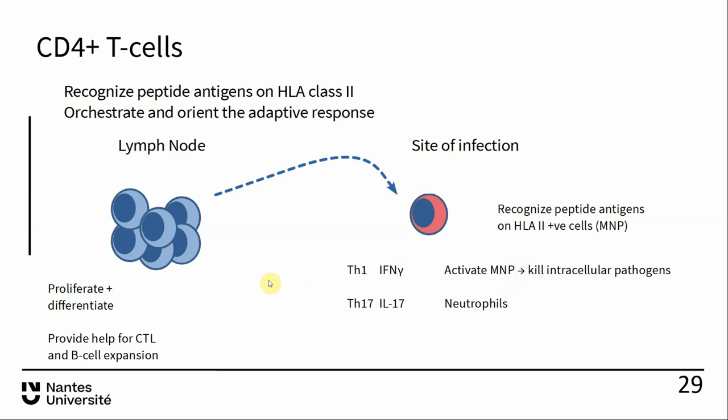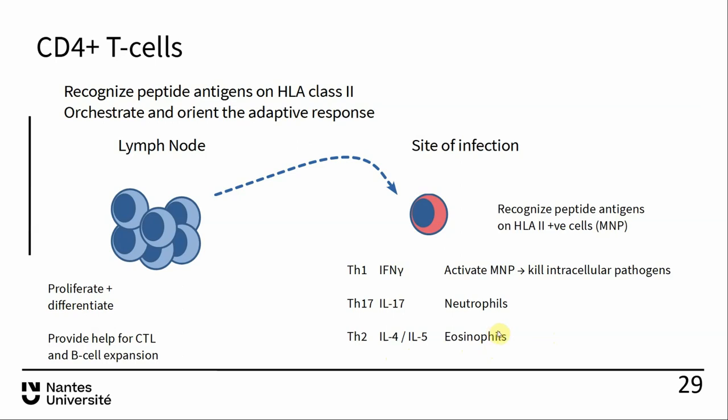Th17 CD4 T cells will be secreting IL-17, which will attract a lot of neutrophils, which can come in and phagocytose and destroy extracellular pathogens. And Th2 T cells will be secreting IL-4 and IL-5, which recruit and activate eosinophils.